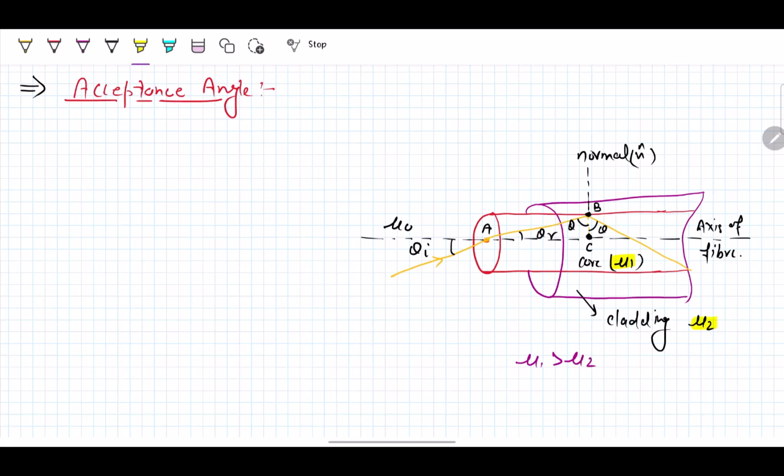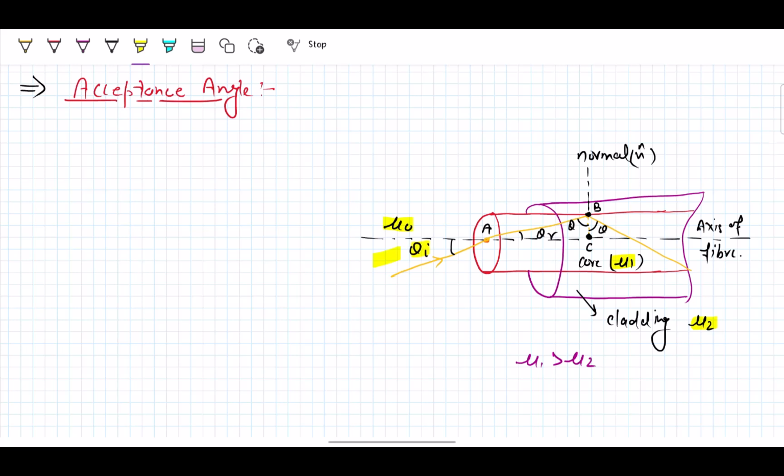mu1 is greater than mu2, and the refractive index of the medium from which light is entering is mu naught. These are the conditions we are taking, and the light enters the fiber at an angle theta I with the axis of the fiber.